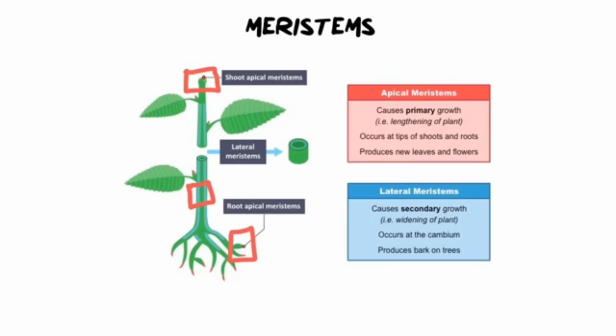And if we look over onto the side here, apical meristems, or the meristems we find at the tip, cause primary growth and they cause the lengthening of the plant. And so what that means is the apical meristems are responsible for plants growing up towards the sun, but also the roots growing down towards water and soil. Now, the lateral meristems, on the other hand, are there for secondary growth and they occur in something called the cambium.